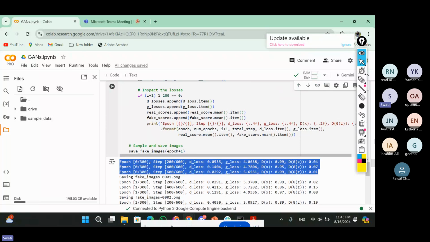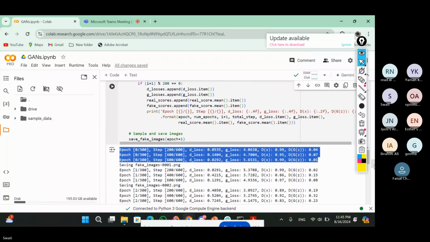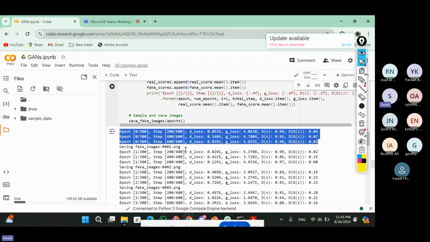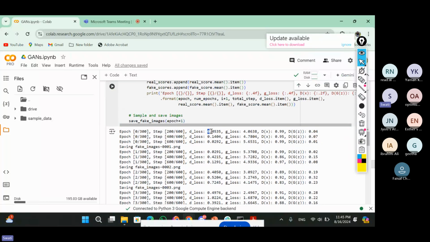So you can see in the beginning, we have discriminator loss is equal to 0.0535 and generator loss is this much. As I have said, initially the discriminator will work very well because the generator loss will be high. The generator won't be able to produce real-like samples. It is just noise. So generator loss will be high while discriminator loss will be low, because it is very good at identifying the real and fake samples.